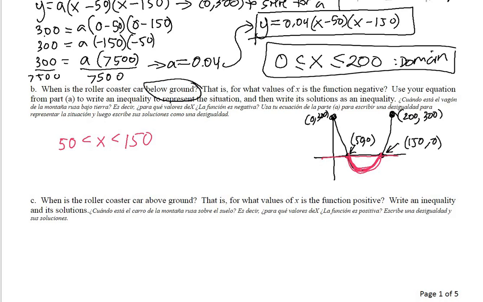Okay, let's continue. The next question says, when is the roller coaster above ground? That is, for what values of x is the function positive? Well, that's when we're above ground.